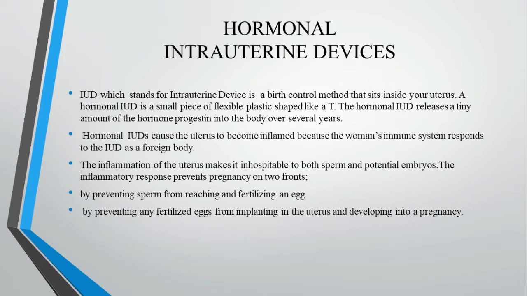Hormonal IUDs cause the uterus to become inflamed because the human's immune system responds to the IUD as a foreign body. The inflammation of the uterus makes it inhospitable to both sperm and potential embryos. The inflammation response prevents pregnancy in two ways: by preventing sperm from reaching and fertilizing an egg, and by preventing any fertilized egg from implanting in the uterus and developing into a pregnancy.